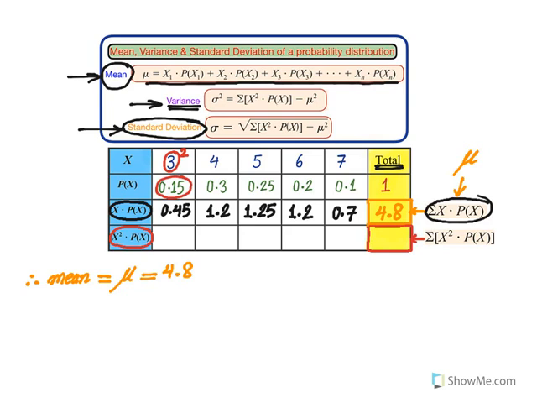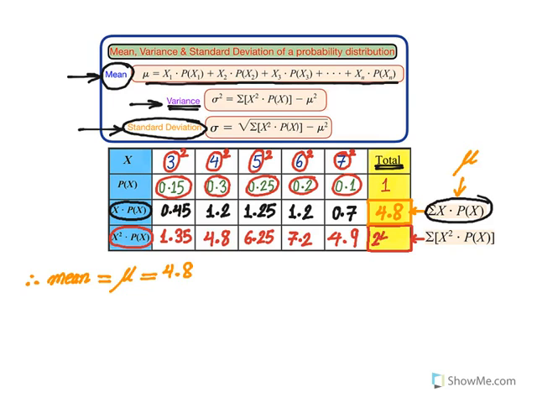So 9 times 0.15, you'll get 1.35. And then you do 4 squared times 0.3, you'll get 4.8. Then you'll do 5 squared times 0.25, you'll get 6.25. Then you'll do 6 squared times 0.2, and this will give you 7.2. And last one is 7 squared times 0.1, which will give you 4.9. And you just compute the total here, you'll get 24.5.